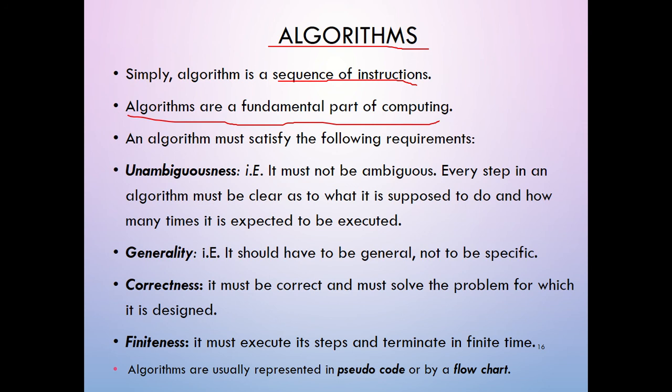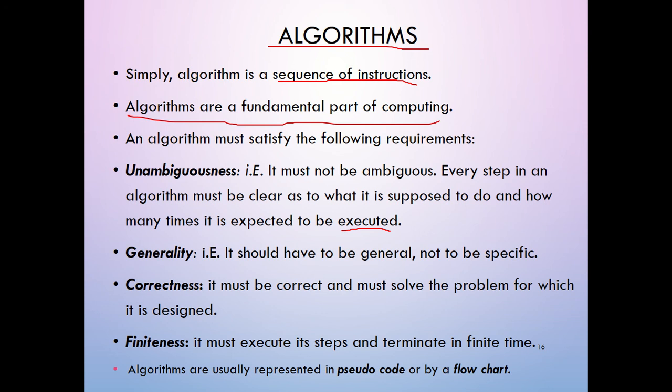Unambiguousness, that means it must not be ambiguous. It should be clear. Every step in an algorithm must be clear as to what it is supposed to do and how many times it is expected to be executed. For example, looping statements for a control statement, which we will see in the coming chapters. Control statements say how many times the operation is executed, what the input and output are, and what the methods or functions are. This explains what unambiguousness means. The algorithm should not be ambiguous.